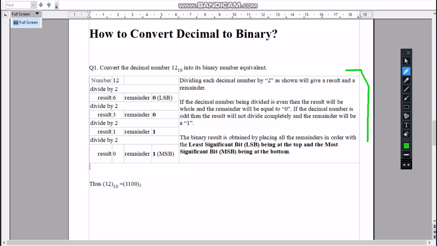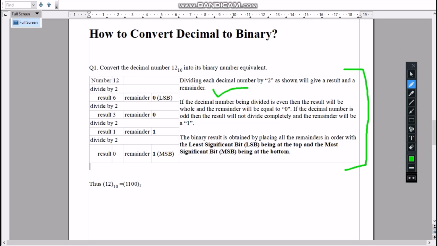Now here is the summary. Dividing each decimal number by 2 as shown will give a result and a remainder. If the decimal number being divided is even, then the result will be whole and the remainder will be equal to 0. If the decimal number is odd, then the result will not divide completely and will get 1 as remainder. The binary result is obtained by placing all the remainders in order with the LSB being at the top and MSB being at the bottom.